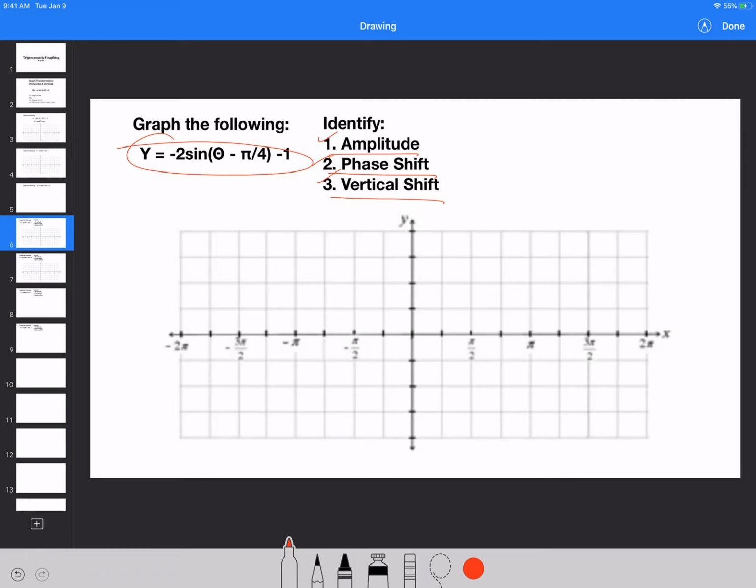You may use the original graph and then convert it and then move it left or right depending on the phase shift. You can draw it that way, or you can just go straight to drawing the graph transformation right away. It's really up to you.